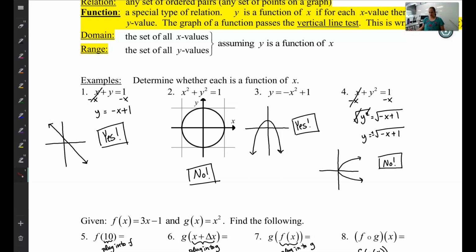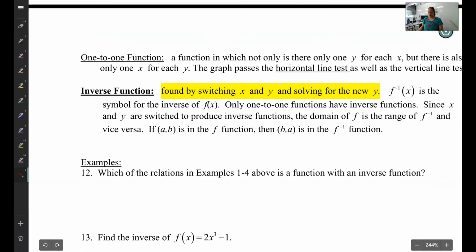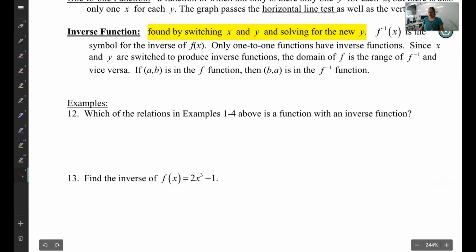So 1 and 3, look at the horizontal line test now. Number 1, yes, passes that horizontal line test. Number 3, no, does not pass the horizontal line test. It hits the graph more than once. So you can come back up here. The only one that is one-to-one was example number 1. The other ones don't pass either of the tests.